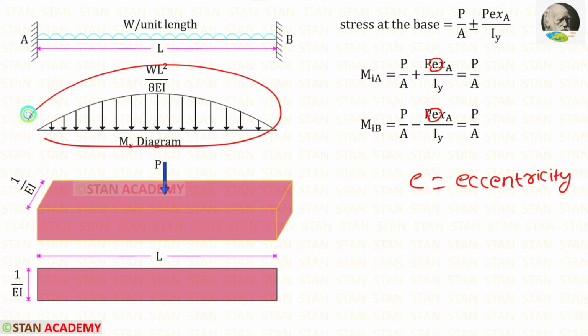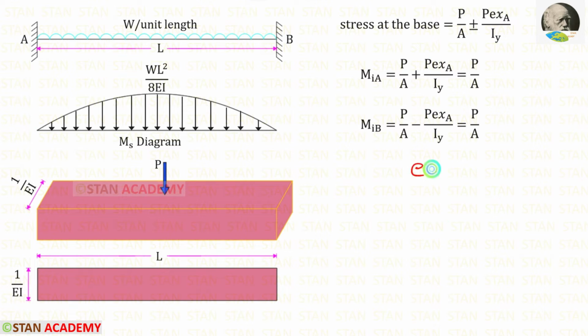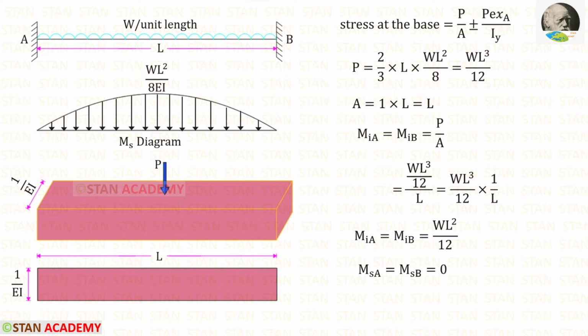We know that this diagram is symmetrical, so the resultant P occurs in the center. In this case, the eccentricity E will be 0. Since E is 0, these two terms are eliminated. Finally, for MIA and MIB, we will get P upon A. So, for MIA and MIB, we will get the same value. Now, let us find the resultant P.